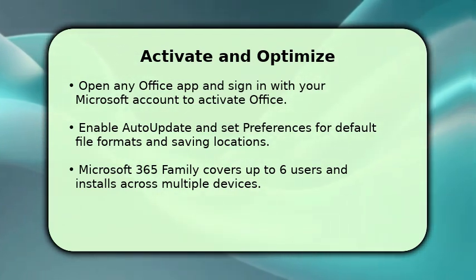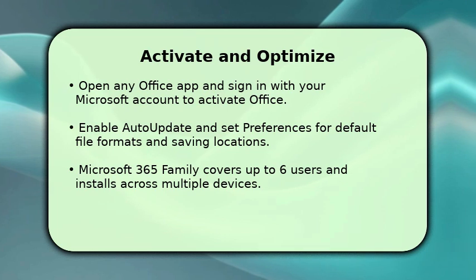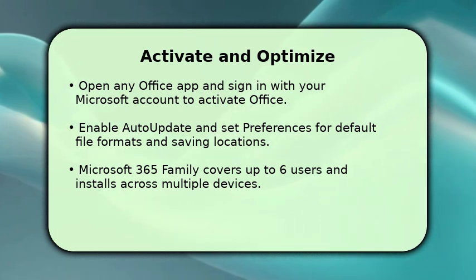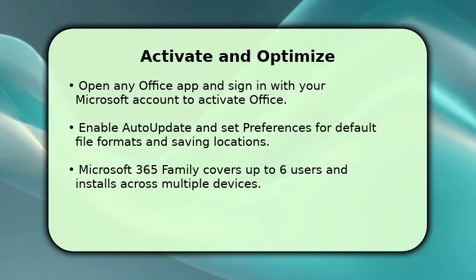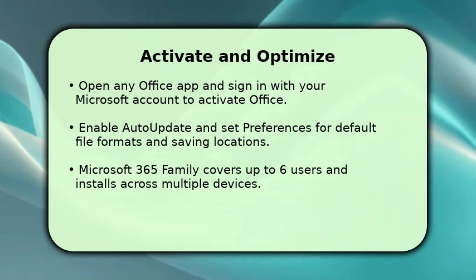In the App menu, choose Check for Updates and enable Auto Update to keep Office current. Set preferences for default file formats, saving locations, and privacy options.